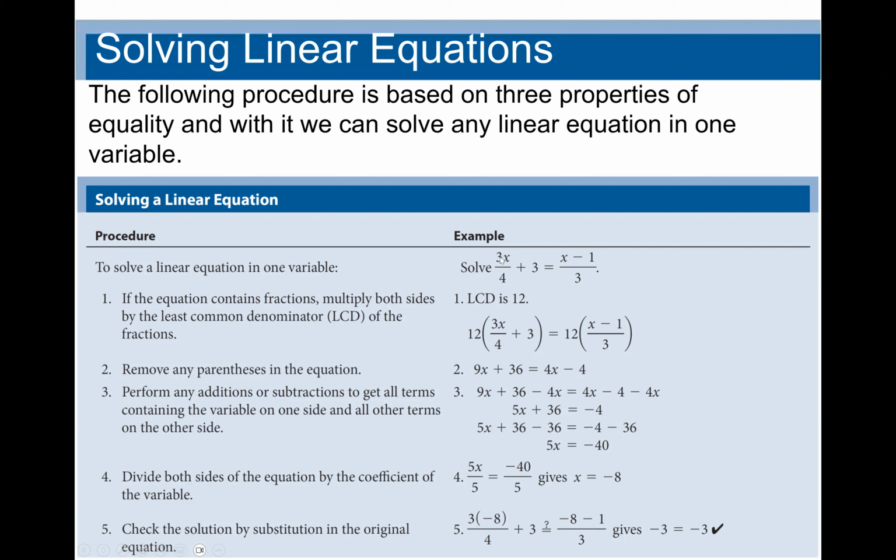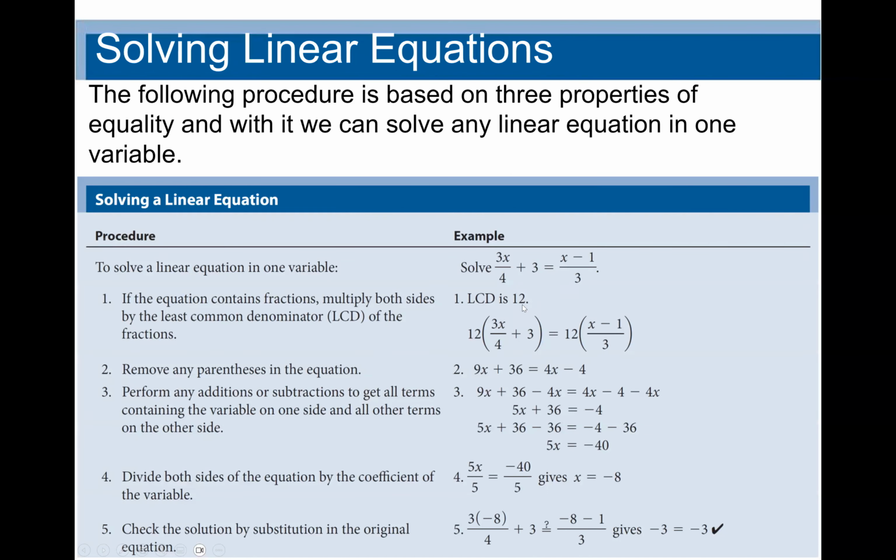Here they say we should solve 3x divided by 4 plus 3 equal to x minus 1 divided by 3. So we have 4 to the left, 3 to the right as a fraction. So first thing we can find the LCD or the least common denominator. The least common denominator will be any value that if I divide that value by 4 and 3, the remainder is 0. And I want the smallest value. That's why it's called least common denominator. So in this case, it will be 12.